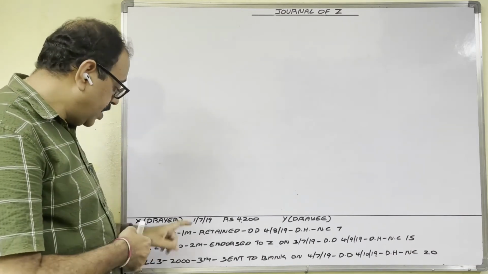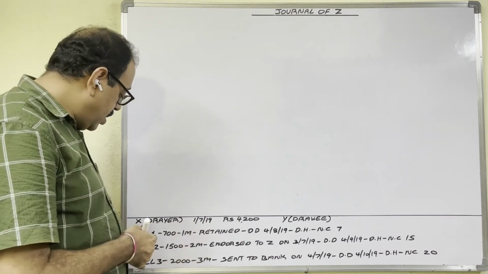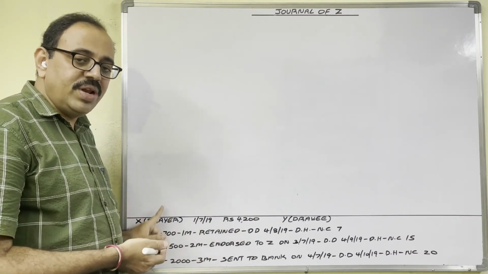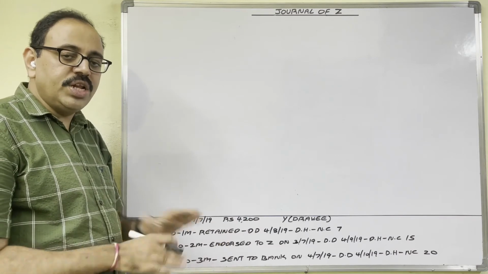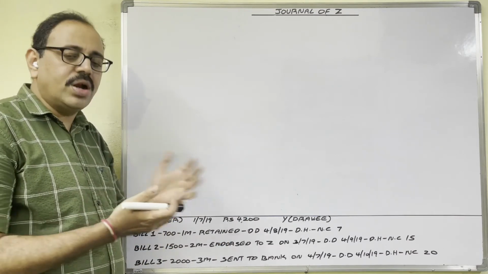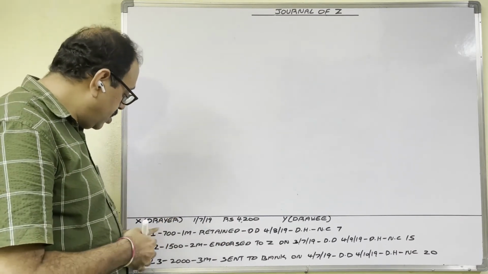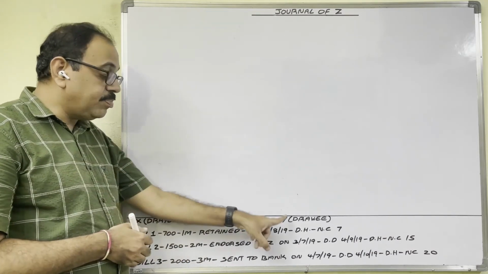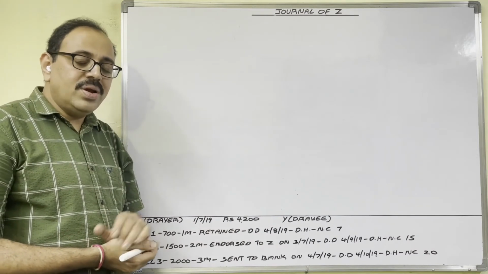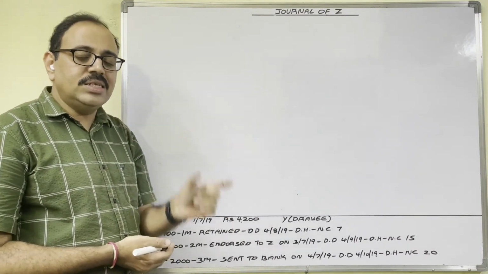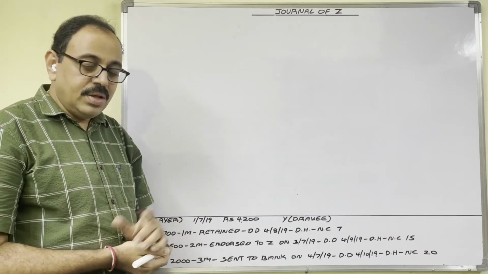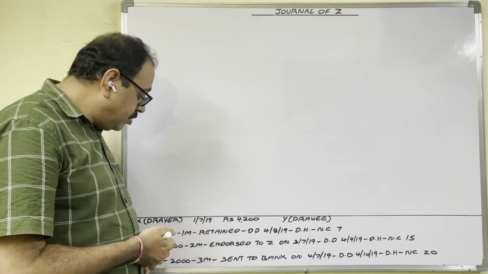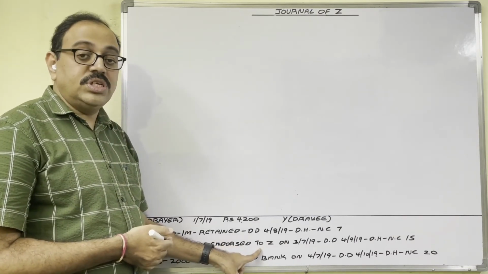First, what happened? On 1st July 19, X sold goods to Y on credit. So the transaction is between X and Y. In Z's books, we need not write any entry for that because he is not affected there. Next, what happened? On the same day, X prepared 3 bills and received acceptance from Y. Here also, the transaction is between X and Y. In Z's books, we need not write the entry. Next, on 3rd July 19, X endorsed the bill to Z. So Z is affected.